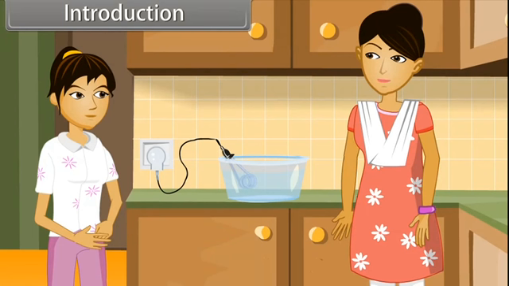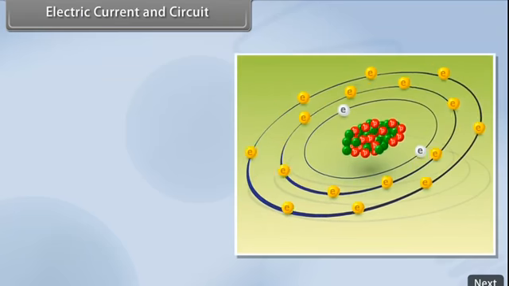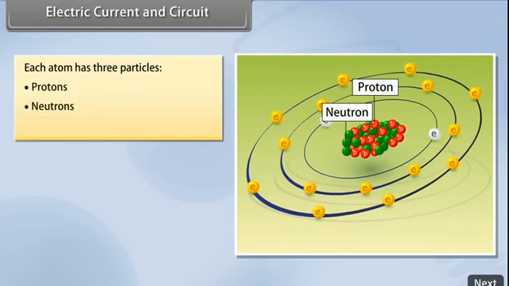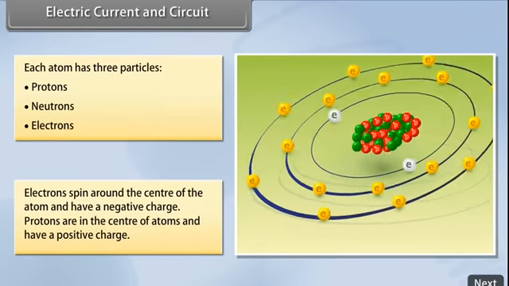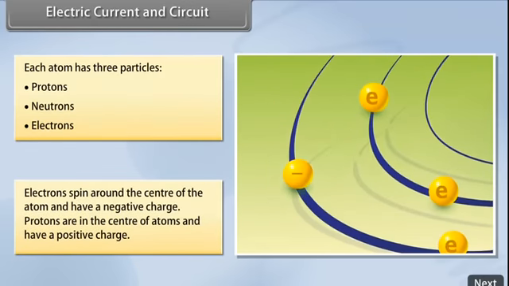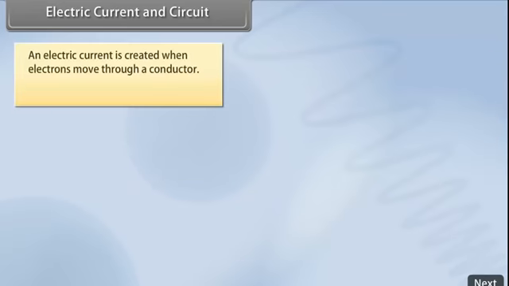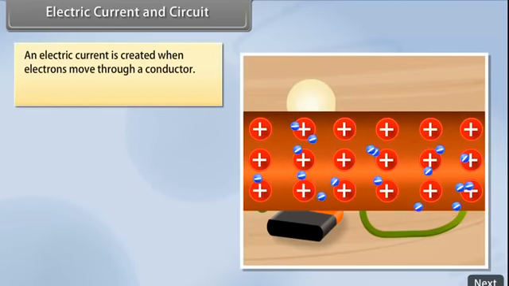Children, in this lesson, you will learn about electric current and circuit. All things around us are made up of atoms. Each has three particles: protons, neutrons and electrons. Electrons spin around the center of the atom and have a negative charge. Protons are in the center of atoms and have a positive charge. An electric current is created when electrons move through a conductor.